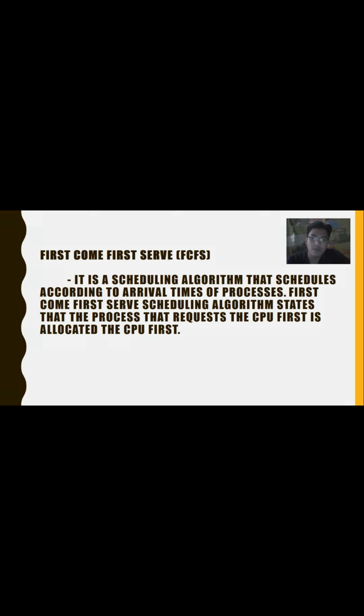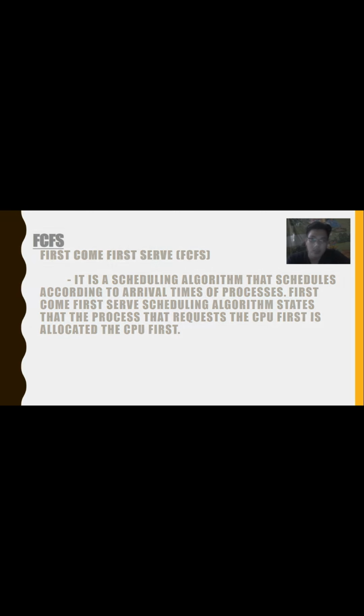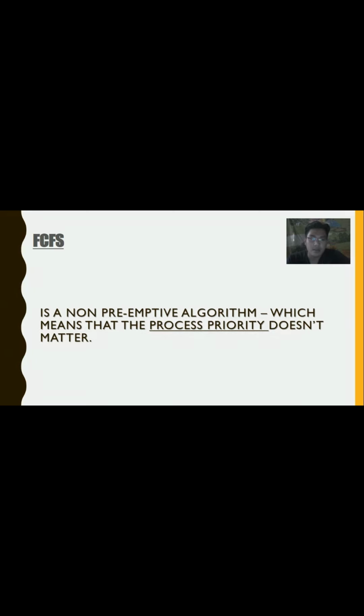Or we can say that the process which requests the CPU first will be the first to be allocated the CPU. If you're a merchandiser in a supermarket, first come first serve is just like FIFO, or first in first out. In job scheduling, FIFO is a queue data structure where the data element which is added to the queue first will be the one that leaves first. First come first serve is a non-preemptive algorithm, which means that the process priority doesn't matter.